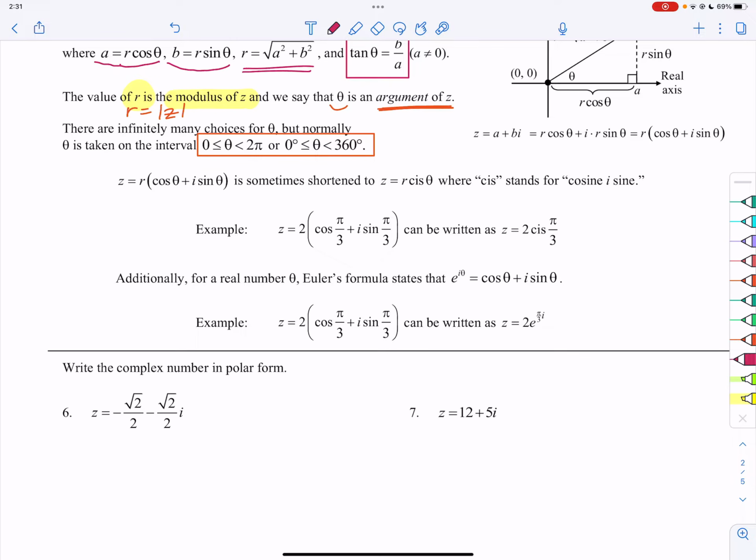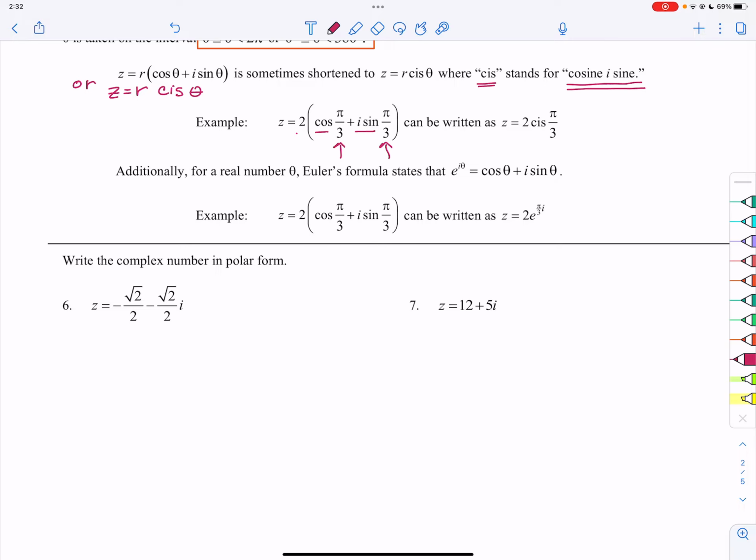You might see this notation. So let's talk about this. Cis stands for cosine i sine. Okay, so when you see r cis theta, that's the same as r cosine theta plus i sine theta. Okay, and you can see this example right here: 2 cis pi over 3.